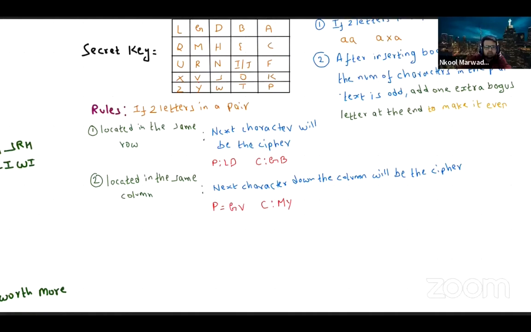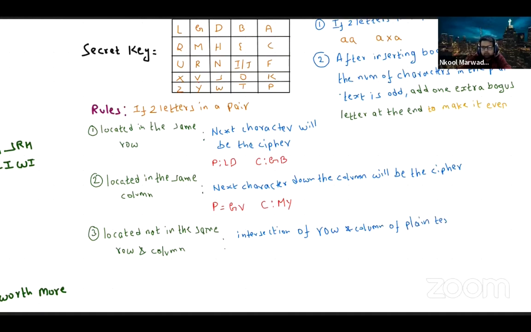Now the third condition, located not in the same row and same column. If they are not located in the same row and same column, then what do I have to do? We take the intersection of row and column, the character at the intersection, as the cipher letter for each plain text letter.